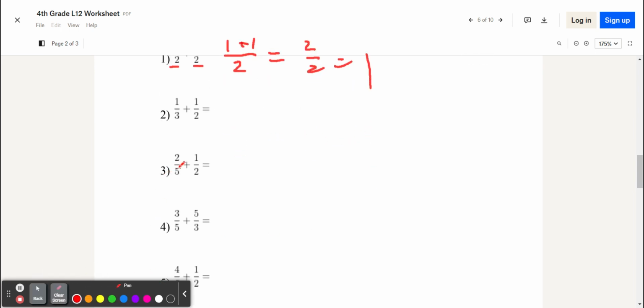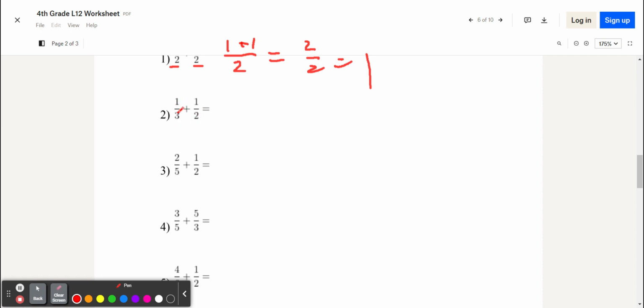Second one is a little spicier. The denominators are different. This means that we have to find a common denominator. And the way we do that is we find their least common multiple. If you remember that from the last lesson, you can use prime factorization to find that. In this case, the least common multiple is just them multiplied together, so that would be 6.